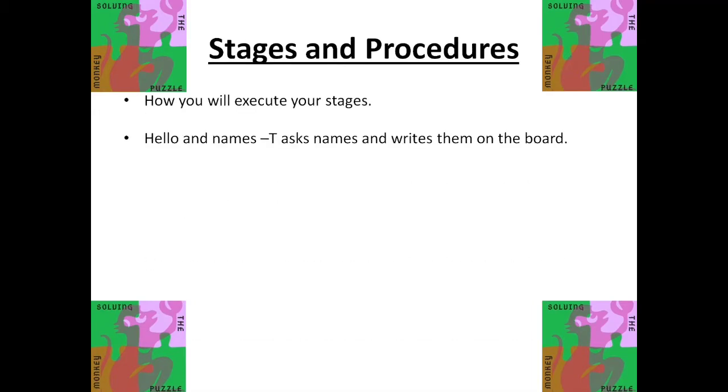So those are my aims, but we need to look at the stages and procedures for this. As always in my lesson, I'm going to start off with the hello and names. I always ask my students their names and how they are, and then I write them on the board as they come into the class, and I make sure that they see that that is part of the system of rewards and consequences. And after that, we're going to revise.